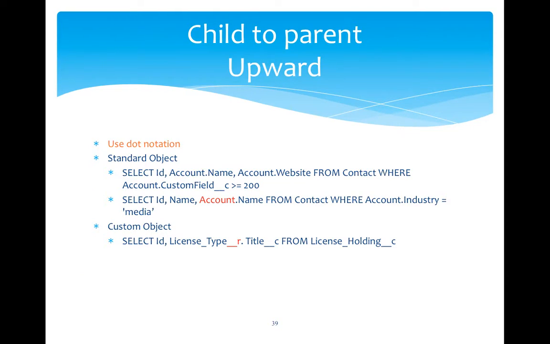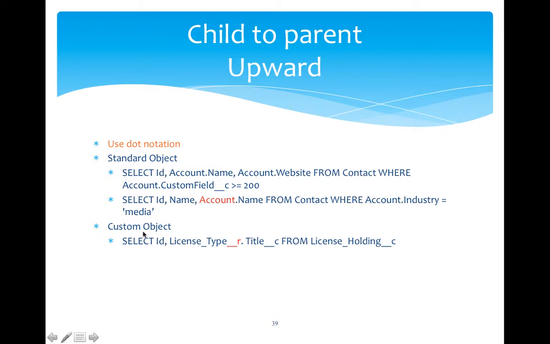Let's go ahead and see a few more examples, and you should remember one thing: it uses dot notation to access a field from a parent object. Here, in the case of a standard object, we are using the relationship name of that object, Account, and we are using dot notation to retrieve its field. So this is one query. Also you can include dot notation in the where clause.